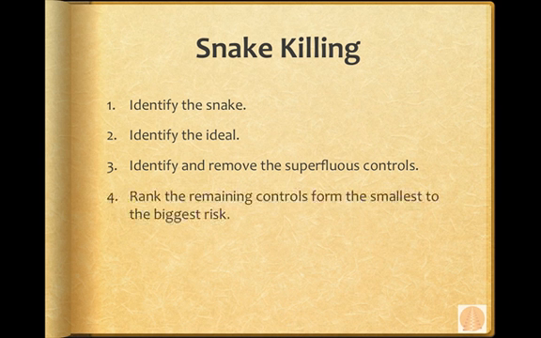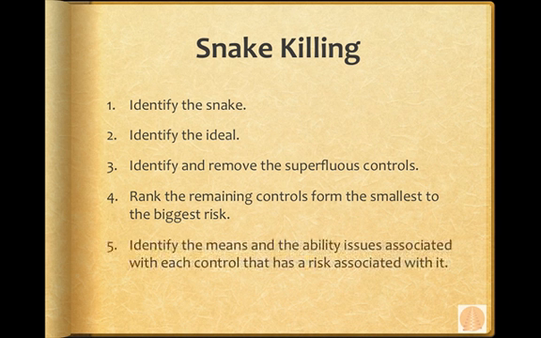However, not all controls in a process have that character. Not all of them are superfluous. Some of them have a real risk associated with them. Those remaining controls you have to suspend incrementally. To do that, you have to rank them from the control that has the smallest risk associated with it to the control that has the biggest risk. Finally, once you've identified the ranking of the controls that have risk associated with them, the next thing you need to do is identify the means and the ability issues associated with each one of those controls.